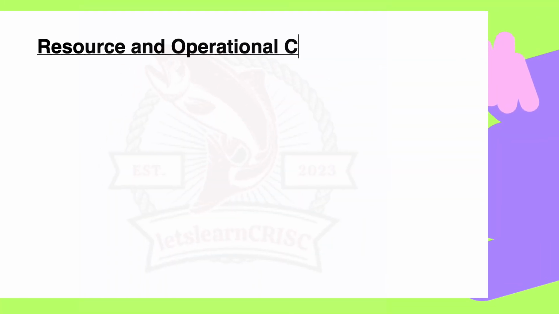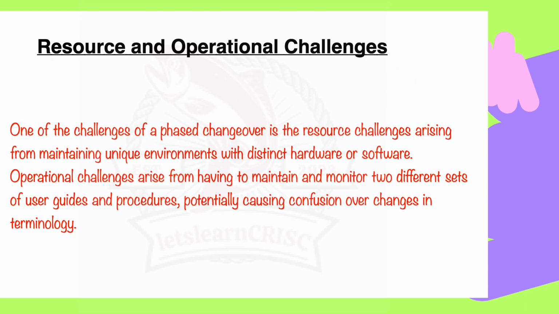Next, we'll discuss the resource and operational challenges. Friends, when you are doing a phased changeover, managing different hardware or software setups for an old and new system can be challenging. So this requires extra resources in terms of time, money, and expertise, right? Operational challenges come from dealing with two sets of user guides and procedures. This can be confusing for the user, especially if there are changes in the terminology between old and new system, right? Just take an example, like continuing with the email system upgrade. The operational challenges might surface when employees try to follow instructions if there are different guides for the old and the new system, right? So it could lead to confusion about how to perform certain tasks, right?